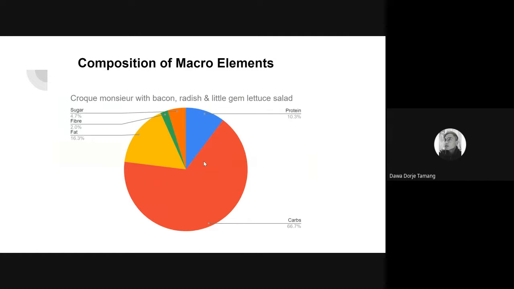So this is the composition of macro elements. You can see the carbs is more in this food. So if you want to eat food containing more energy, then you can eat this food because this food contains more carbs. Following the same, the fat contained in this food is more because of cheese and ham. The protein is 10.3%. The least is fiber, which is 2.0%. Next slide.